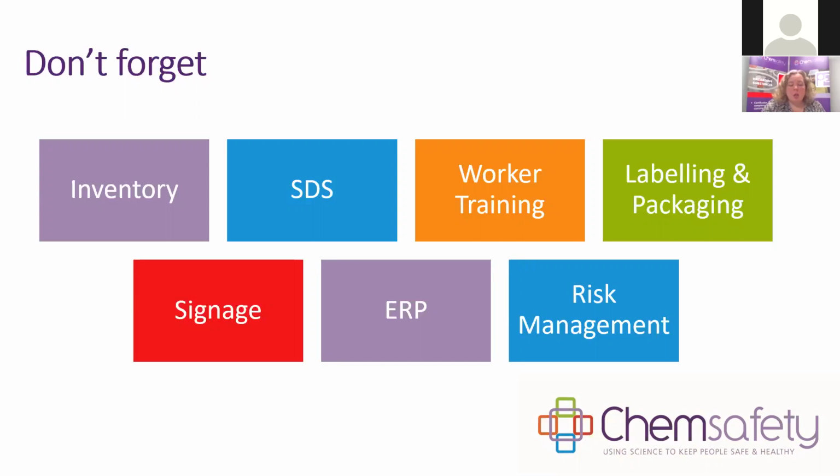If you've got larger quantities, then you will need signage and emergency response plans. And the risk management principles apply, particularly where there are hazards that might not be fully managed by the regulations explicitly. So we need to make sure that we consider all aspects of our controls, looking at the class 6 and 8s.